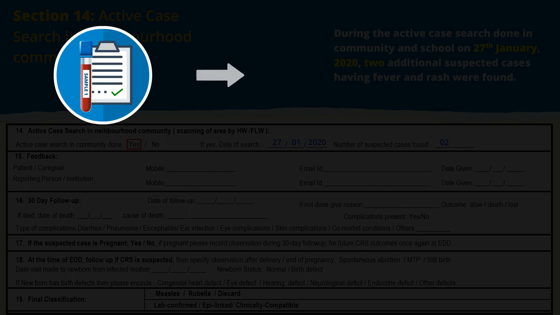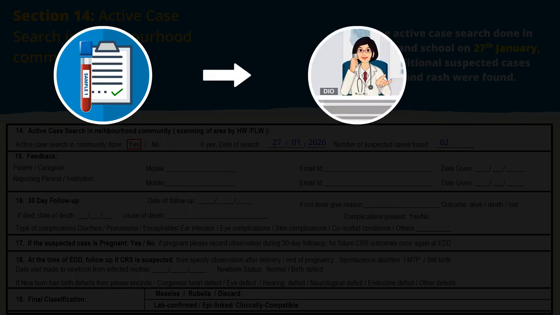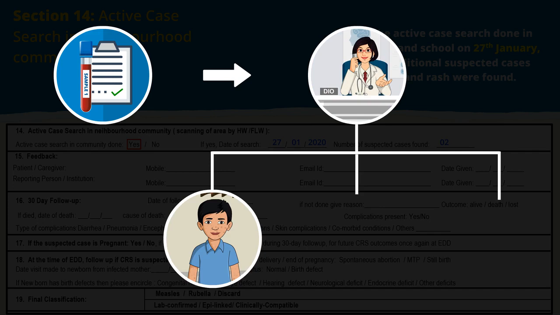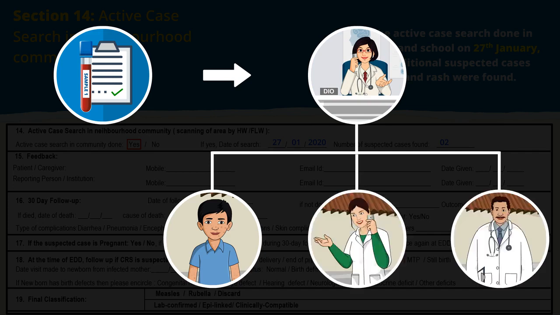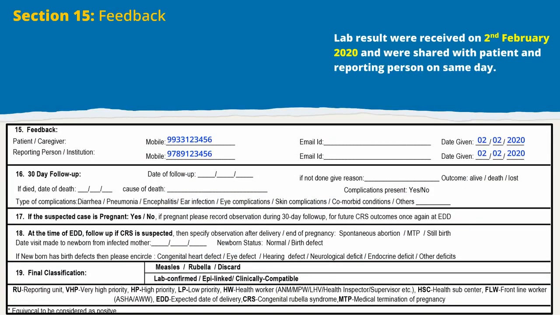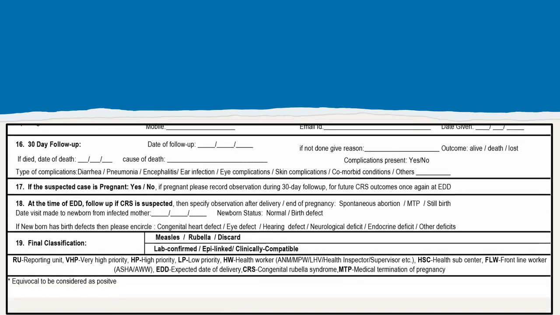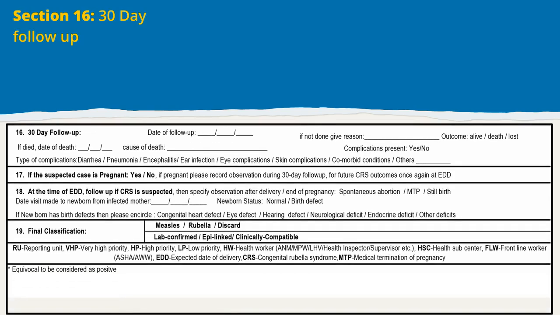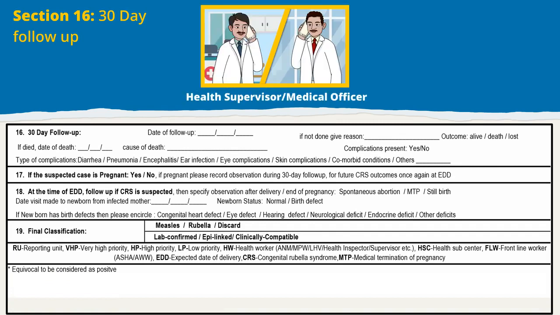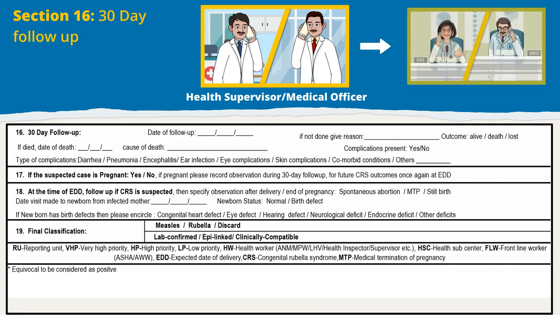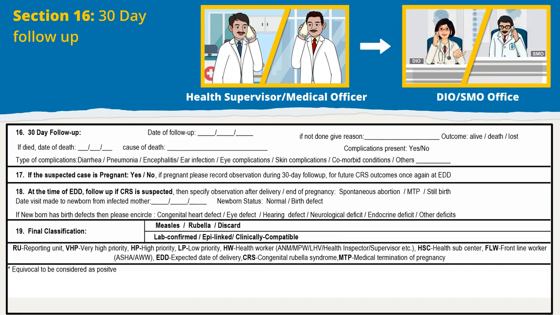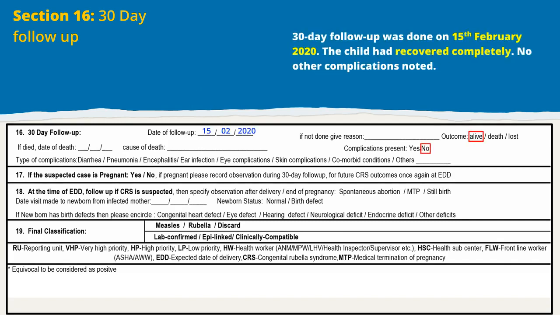Once lab result is available, DIO or SMO office should share it with patient, community worker and health facility and update the Section 15. Follow-up of every case after 30 days of rash onset to be done by health supervisor or medical officer and inform the status to DIO or SMO office. This gives information about post-measles complications, death or additional cases in the community.